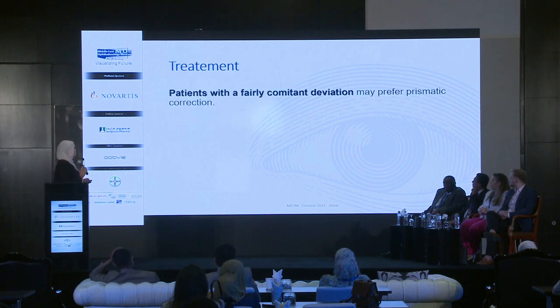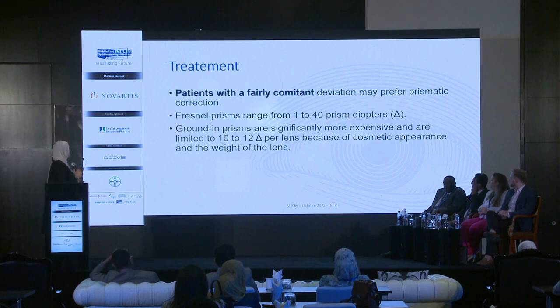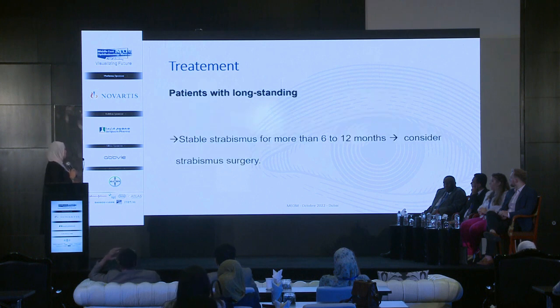Patients with a comitant deviation may prefer prismatic correction. Fresnel prisms range from 1 to 14 prism diopters. Ground-in prisms are significantly more expensive and are limited to 10 to 12 diopters per lens because of cosmetic appearance and the weight of the lens. For patients with long-standing, established strabismus of more than 6 to 12 months, strabismus surgery is considered.